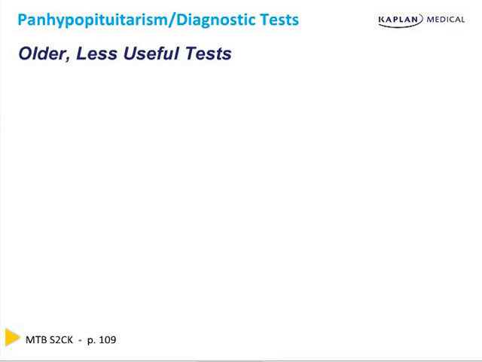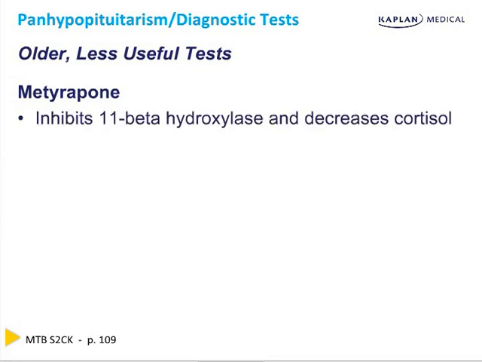Occasionally used tests for panhypopituitarism would be metirapone. The metirapone test is very difficult to understand because what it basically is doing is inducing an 11-beta hydroxylase deficiency. See, metirapone inhibits 11-beta hydroxylase. Well, 11-beta hydroxylase is necessary to produce cortisol. So if you don't produce cortisol, how does it test your pituitary? Well, what acts as the feedback inhibition upon the pituitary except cortisol? Nothing. Only cortisol inhibits ACTH.